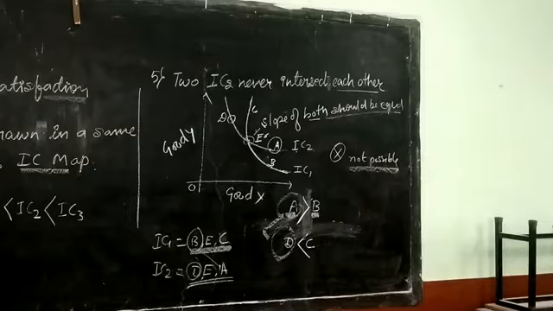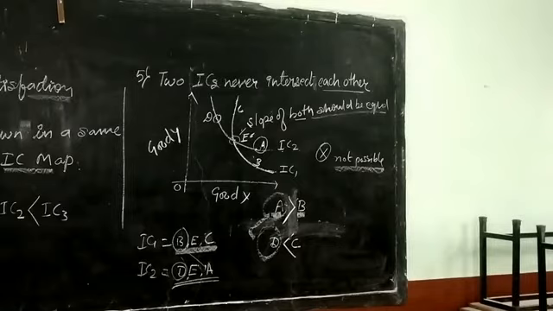But because IC1 and IC2 are intersecting, we get an inconsistent result. A and E are on IC2, and A and B are on IC1. So it is implying that A and B should be equal, and A and E should be equal, so E and B should be equal. That is not possible in any condition. Understand?